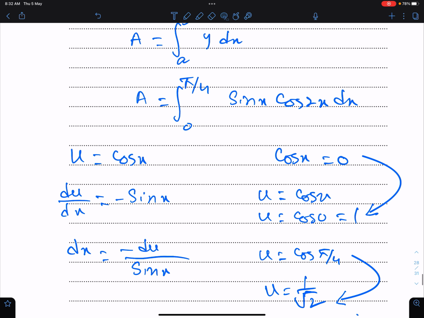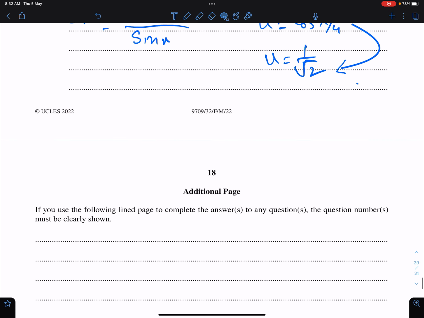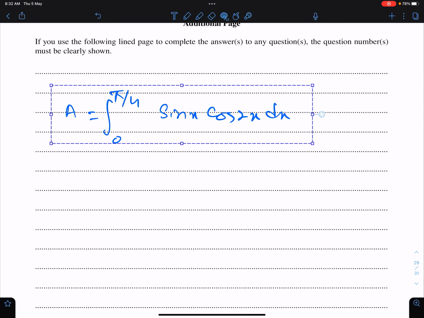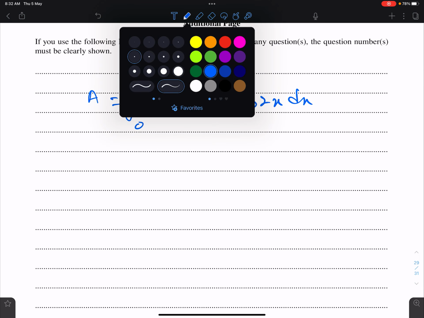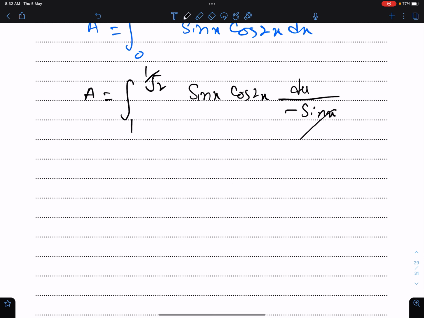This is the integral. Here we have to do the substitution. I'm copying this here. See, when x is 0, then u is 1. And when x is pi by 4, then u is 1 upon root 2. Copy this sin x, this cos 2x, and substitute dx by du upon negative sin x. Now cancel these two.